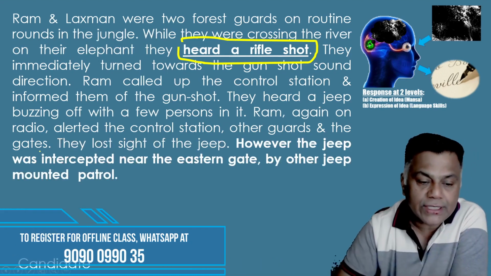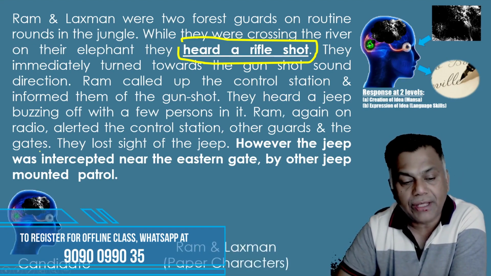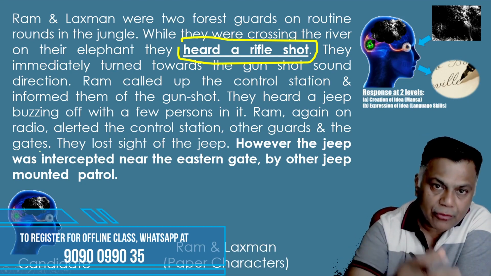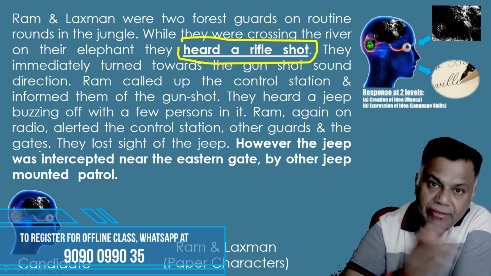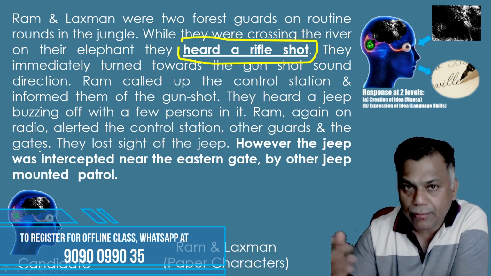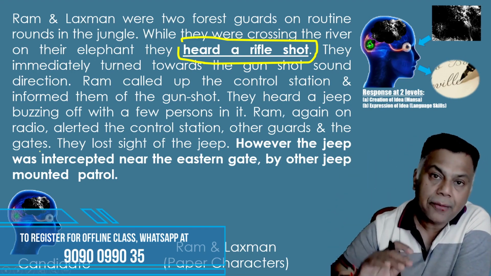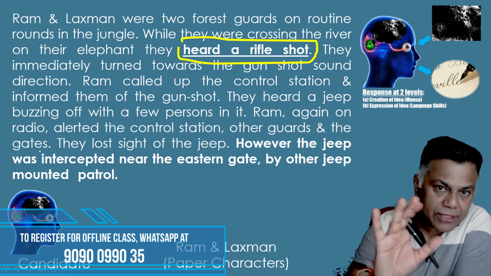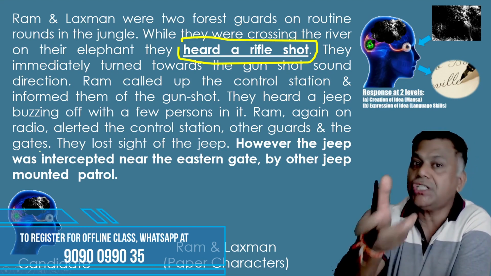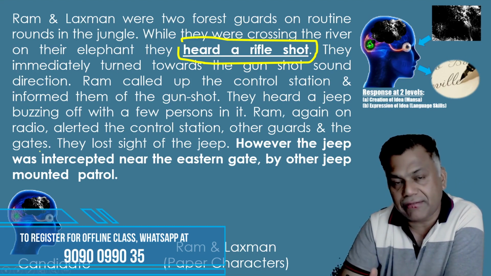However, the jeep was intercepted near the eastern gate by another jeep-mounted patrol. What does it mean? They did not see the jeep because they were on an elephant. But since they had activated the control, the other gates and the other guards, this jeep of the poachers or whoever was intercepted at some gate, the eastern gate, by some other jeep-mounted patrol. Ram and Lakshman were not in that jeep. Ram and Lakshman will stay behind on the elephant, but they initiated the whole process. So team activation happened. The team's activity has started.